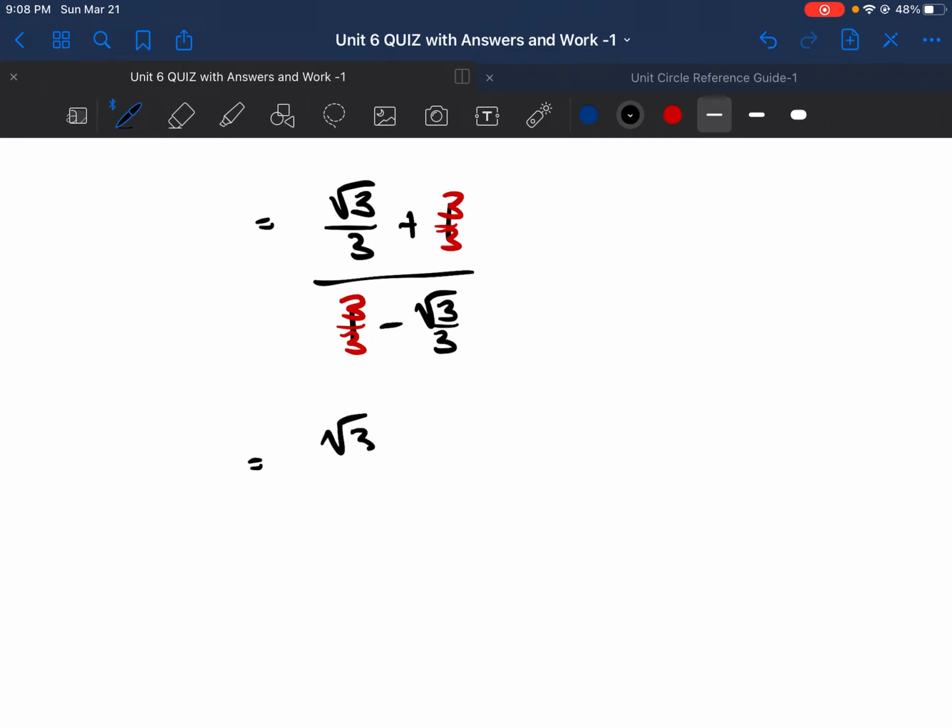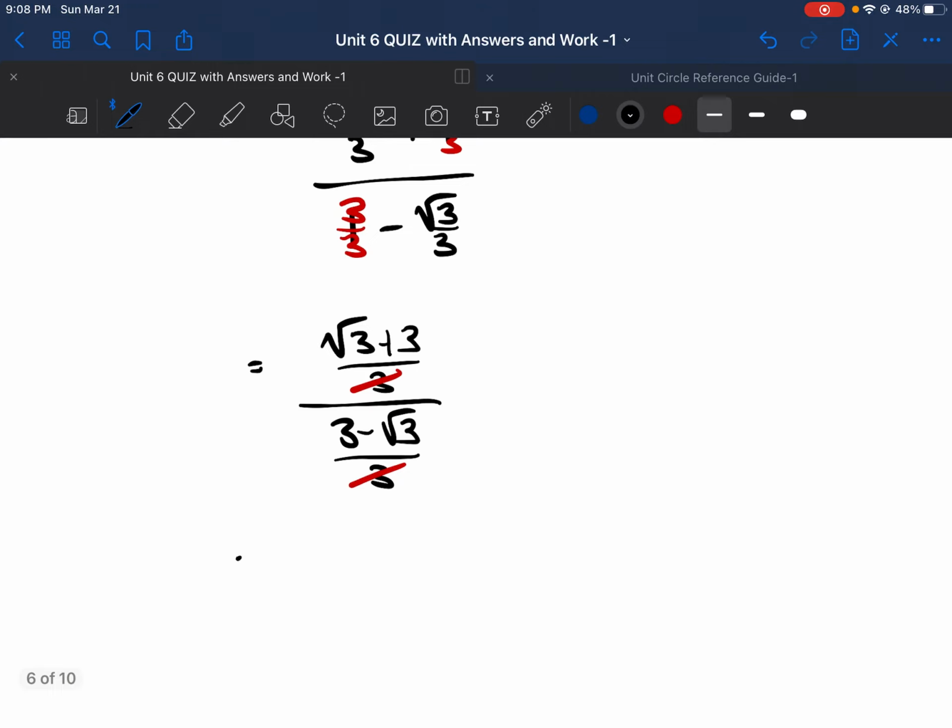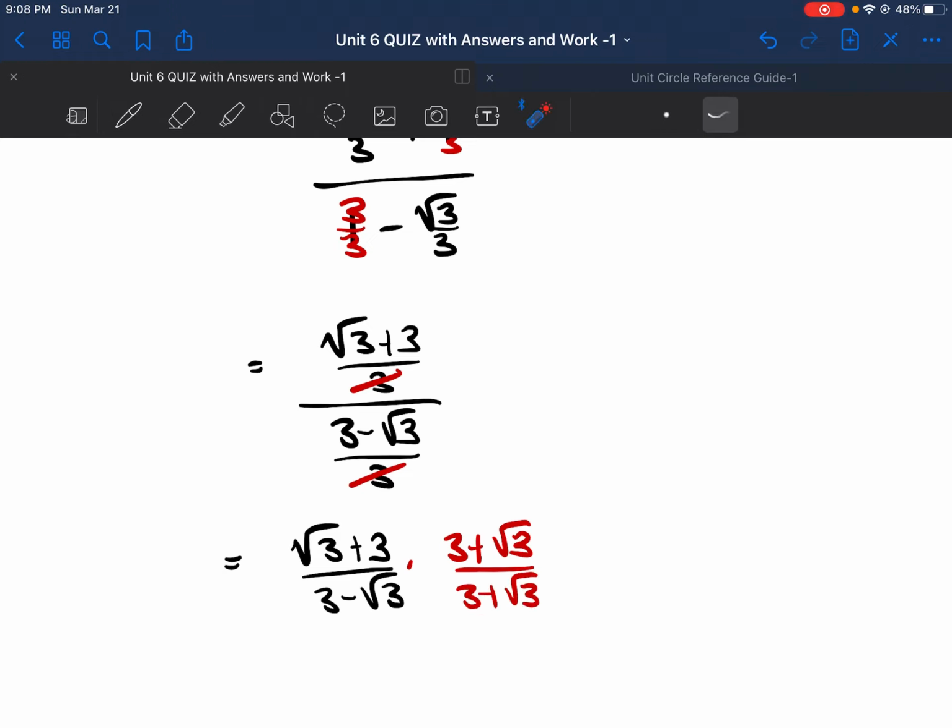So this gives us square root of 3 plus 3 over 3, over 3 minus square root of 3 over 3. We know those 3's will cancel. So now we have square root of 3 plus 3 over 3 minus square root of 3. That square root in the denominator, we're going to go ahead and multiply by the conjugate, which would be 3 plus square root of 3. Notice we're just taking the denominator, changing that sign in the middle.